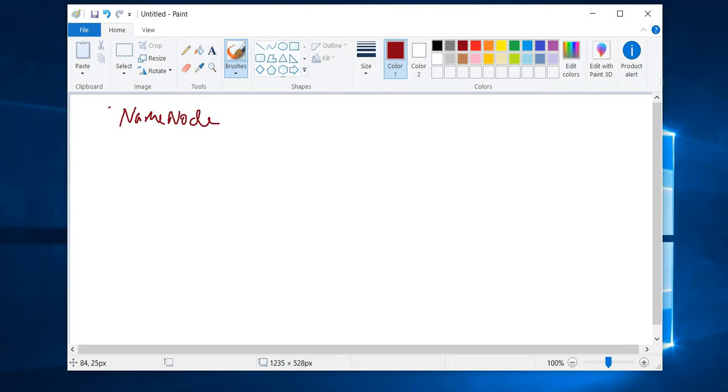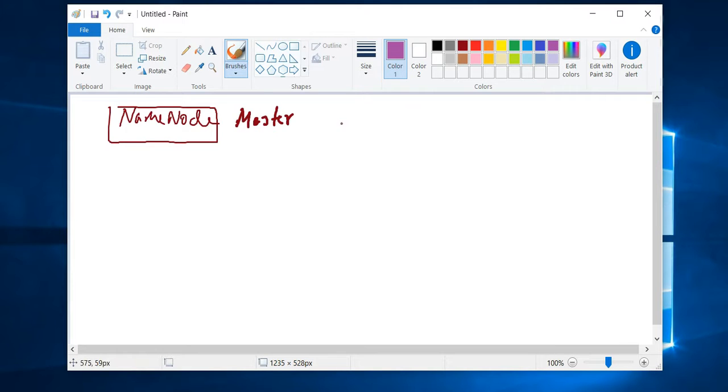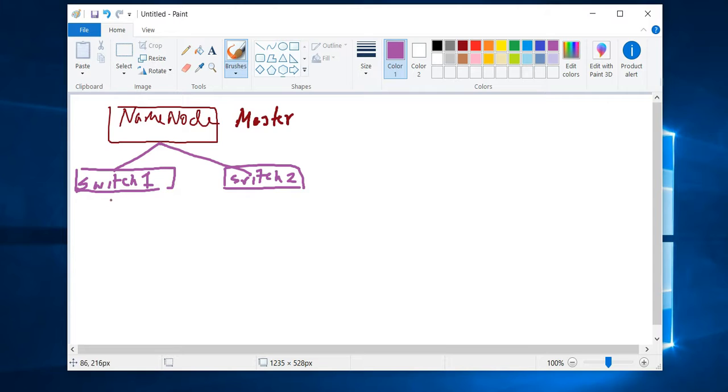NameNode, okay? And the NameNode is the main computer in this architecture, and sometimes we call that to be the master, okay? And then we are going to have what? We are going to have some network stuff, and we're calling that to be the switch 1. Okay, so these are the switches we are now talking about. These are the network switches. Switch 2.